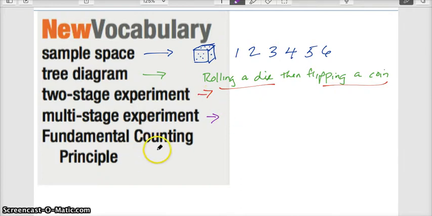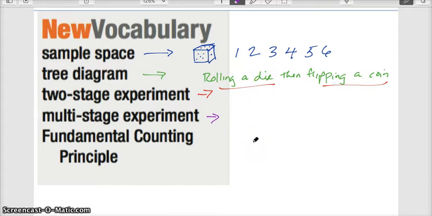Finally, the fundamental counting principle, we're going to get to this a little bit later. It stems a little bit from the idea of the tree diagram, but it really basically comes down to the idea that you can multiply in order to figure out the number of possible things that can happen.